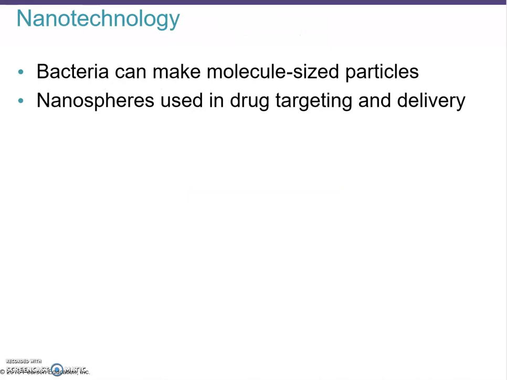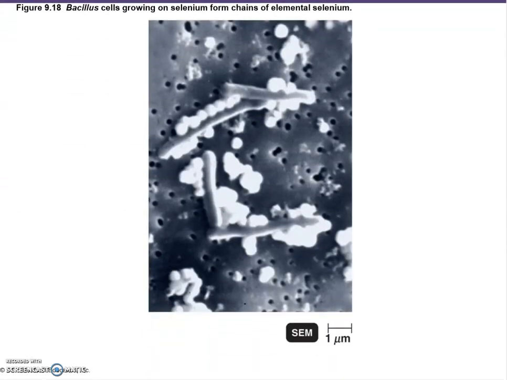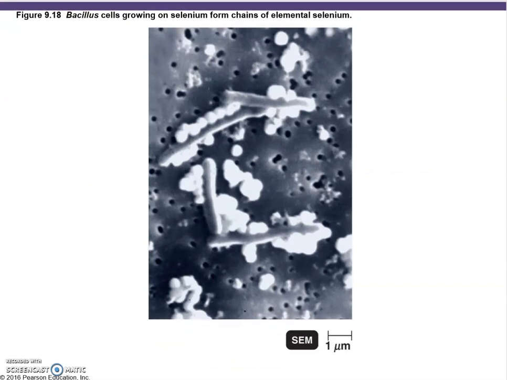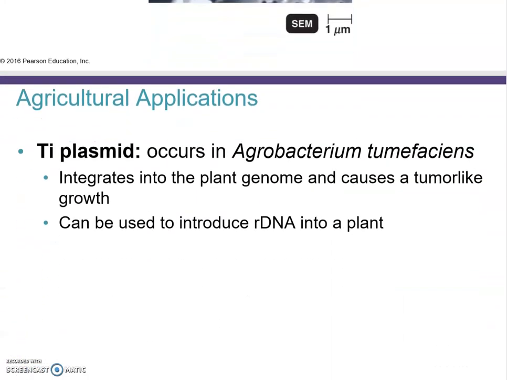Nanotechnology, that's the term you would use when you're manipulating something really, really small, like a molecule. So you're manipulating some DNA, for example, or some other molecule. And here's an example for that: some Bacillus cells that are growing on selenium, forming chains of elemental selenium. I don't have much more to say about it here.